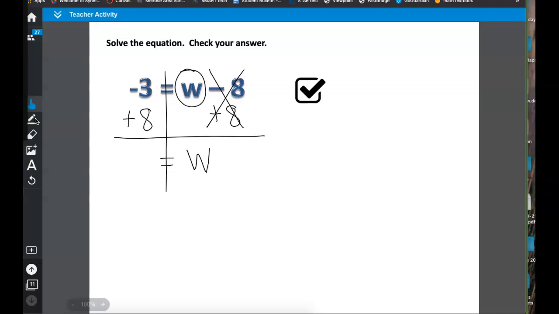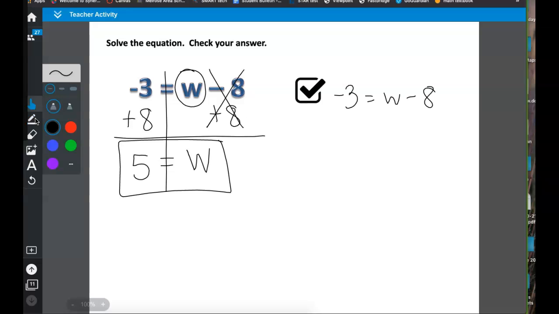Okay, on the left-hand side, I have -3 + 8. -3 + 8 is 5. You don't have to rewrite it. Just circle your answer there. 5 = W. Done. Okay, to check it, you recopy the problem. -3 = W - 8. I'm going to cross out the W and put a 5 there. And 5 - 8 is -3. So I know that my answer worked. Okay, questions there?